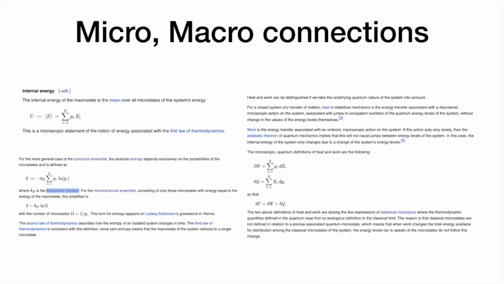Heat in statistical mechanics is the energy transfer associated with disordered microscopic action on the system, associated with jumps in occupation numbers of the quantum energy levels of the system, without change in the values of the energy levels themselves. So how can heat and work be distinguished? Work is the energy transfer associated with an ordered macroscopic action on the system. If this action acts very slowly, then the adiabatic theorem of quantum mechanics implies that this will not cause jumps between energy levels of the system. In this case, the internal energy of the system only changes due to a change of the system's energy levels.